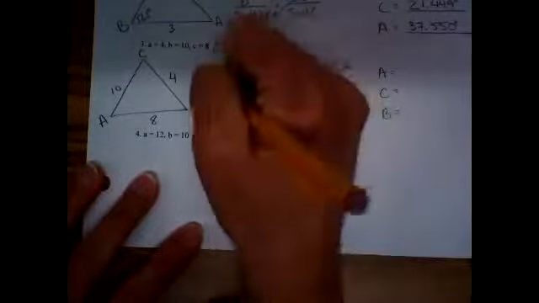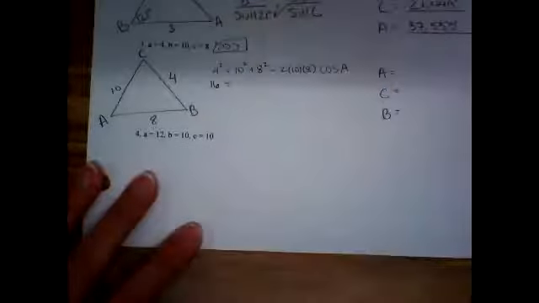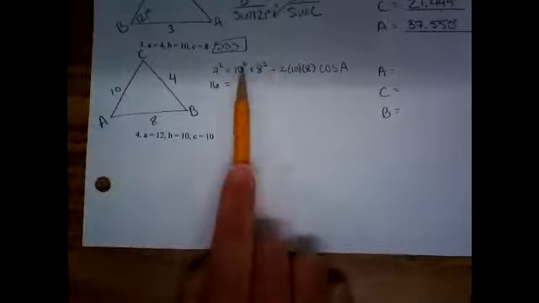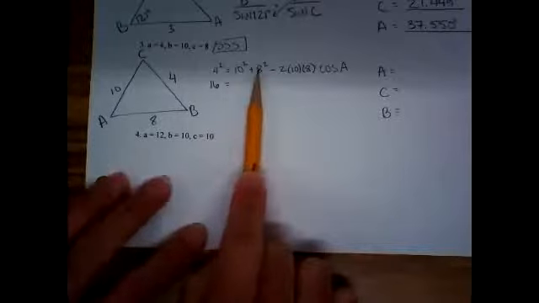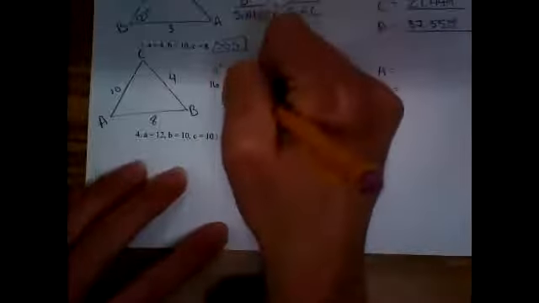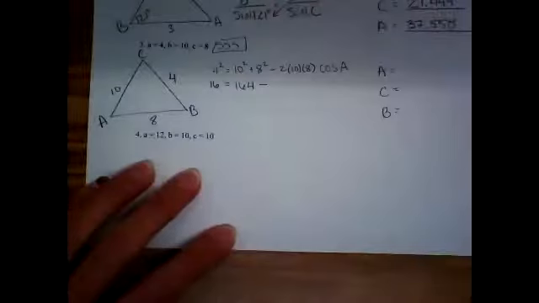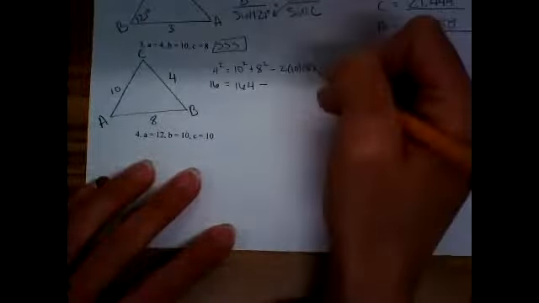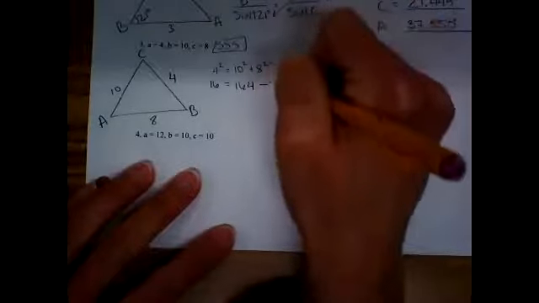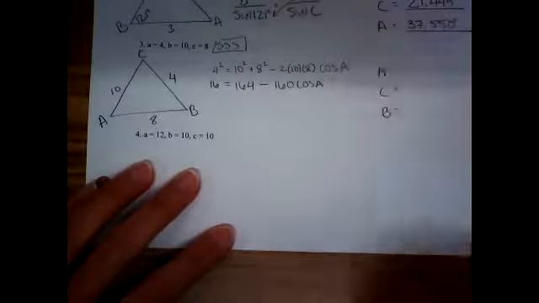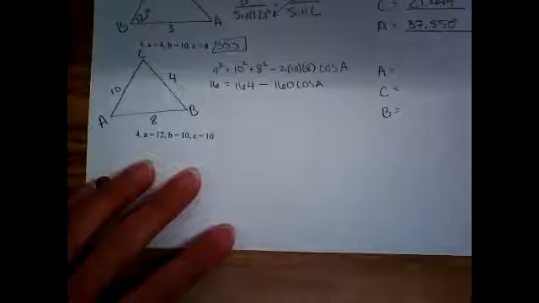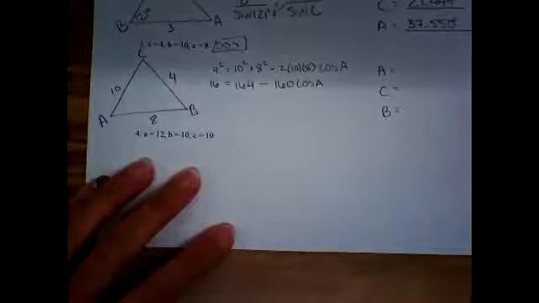All right, 4 squared is 16. Over here, what's 10 squared? 100, and then 8 squared, 64. So 164 minus 2 times 10 times 8. What would that be? 160? Cosine A? Yeah, because 8 times 2 is 16 times 10, 160. Okay. Usually everybody gets there just fine.